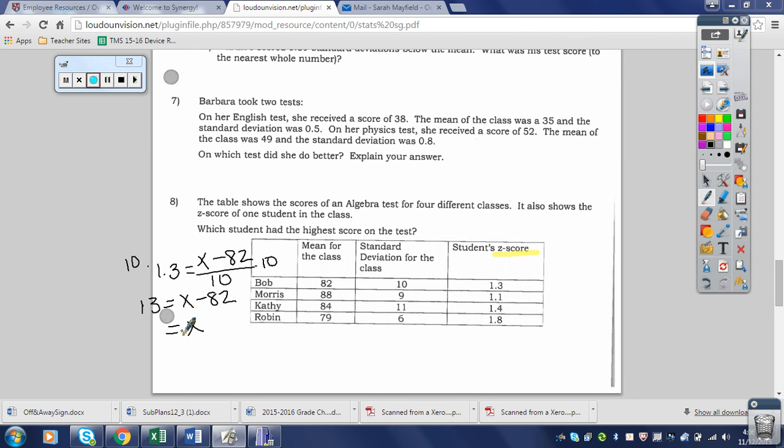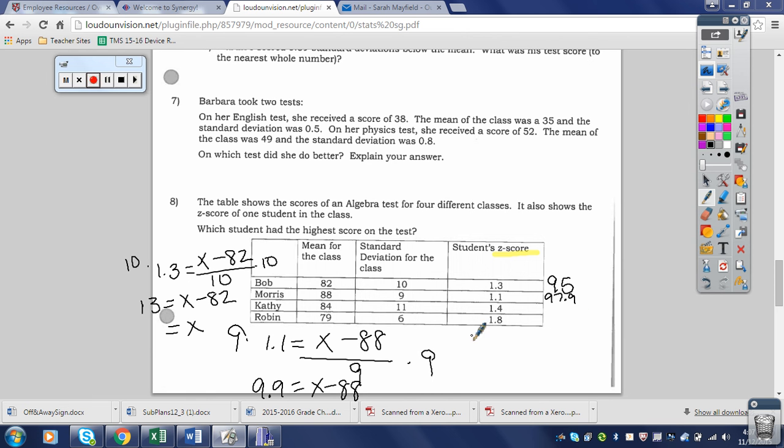13 plus 82. X equals 95. So Bob got a 95 on the test. All right, now let's try Morris. 1.1 is the z-score. X is the test score I'm looking for. He got an 88 on the mean, and the standard deviation is 9. Multiply both sides by 9. 1.1 times 9. You get 9.9 equals x minus 88. Add 88 to both sides. Morris got a 97.9.